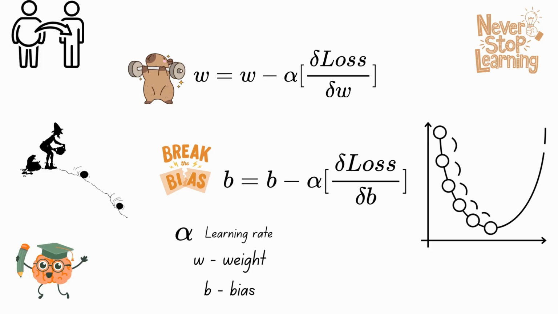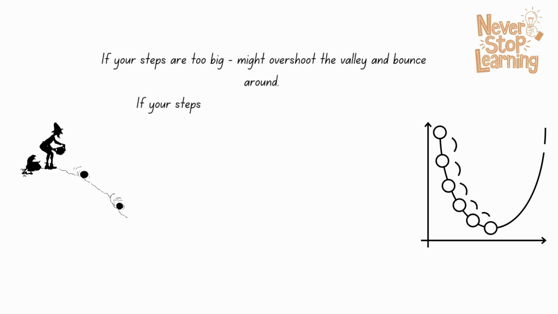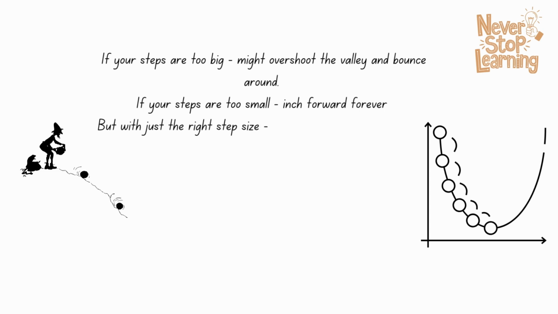Here alpha is the learning rate, W is the weight, and B is the bias. If your steps are too big, you might just overshoot the valley and bounce around. If your steps are too small, you crawl forward forever. With just the right step size, you steadily converge to the bottom. Here, learning rate determines the step size.